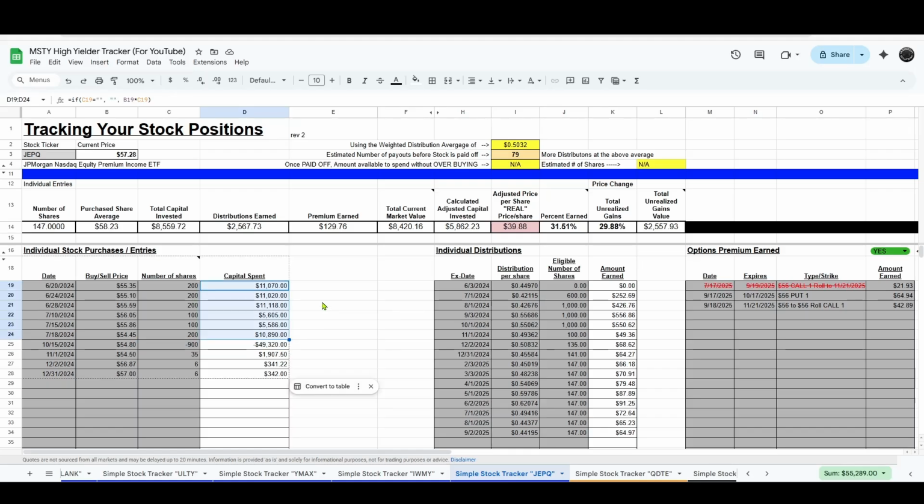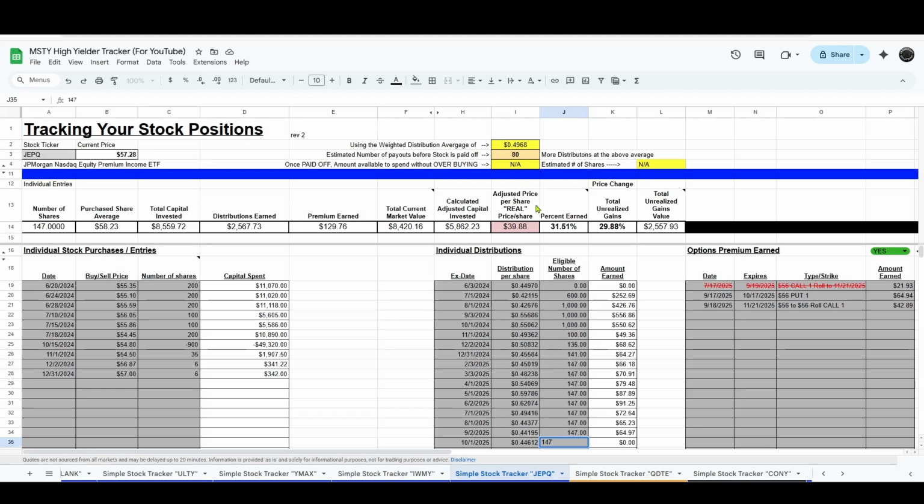So let's just go ahead and enter in that distribution that I got paid. And this one here went ex on 10/1 of 2025. Now this is a monthly, okay? And that monthly amount is 0.44612. How many shares? 147. Now this one here is more of a slow mover, right? But it has been pretty consistent on its distributions.